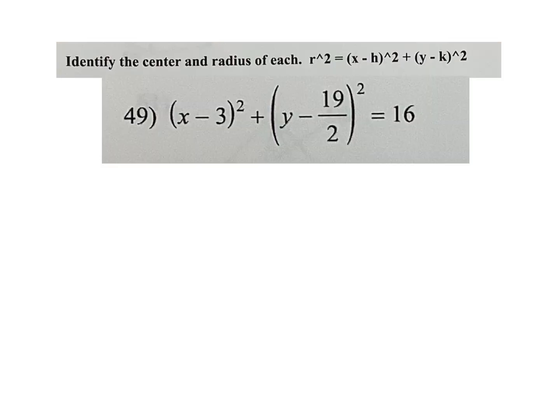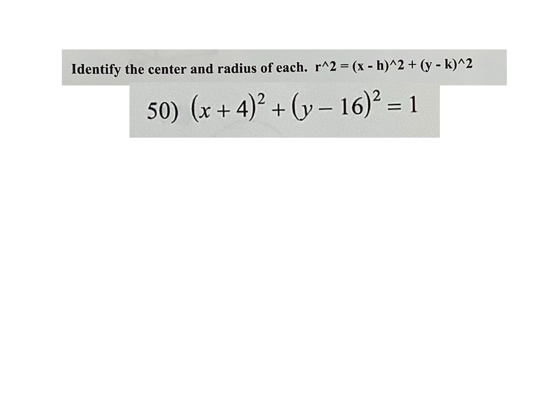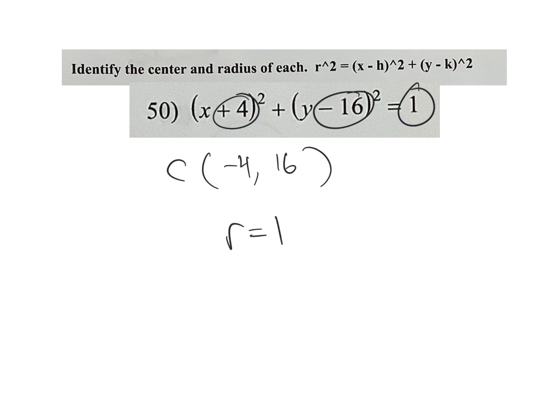All right, center. The center of the circle is always opposite the values given. So that's positive 3 and 19 halves. The radius is always the square root of the answer. So that would be 4. Same thing on this one. Your center is at negative 4, positive 16, and the square root of 1 is just 1.